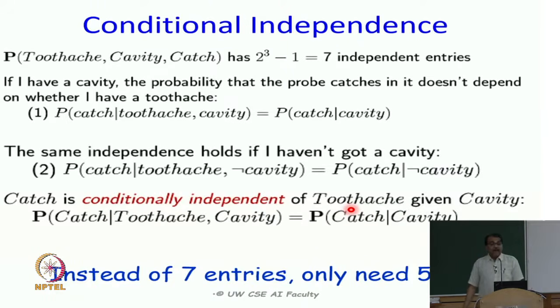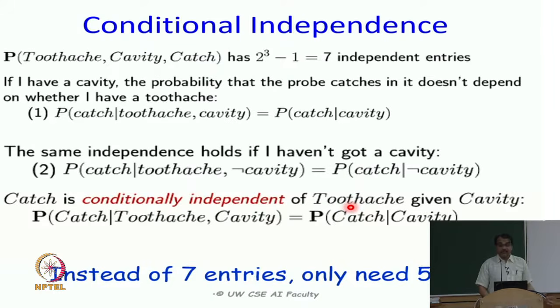Once I know cavity, catch and toothache are independent of each other, right? A given B is equal to A. Instead of saying that, we will say A given B comma C is equal to A given C, which basically means A and B are conditionally independent given C. Now, what I am going to show you is that when this happens, the full joint distribution does not even need 7 values, it only needs 5.